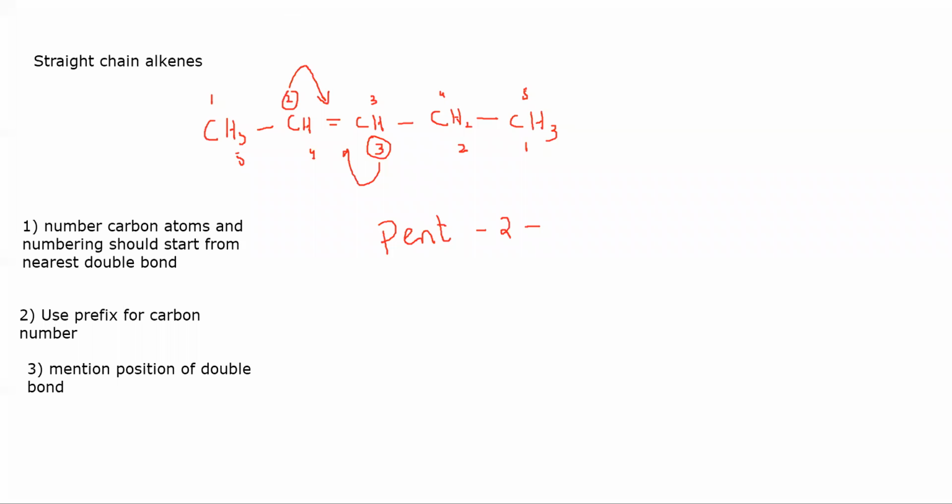And then the suffix, use suffix "-ine" because of double bond. So it is pent because of 5 carbon, 2 is the position of a double bond, and "-ine" is for the presence of, or to show the presence of a double bond. So it is pent 2 "-ine".